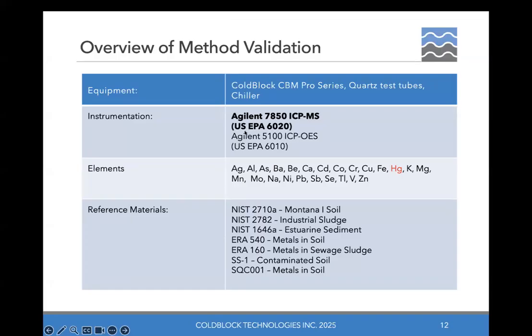Our validation was performed using the ColdBlock Pro Series CBM digester. Analysis was completed by both ICP-OES and ICP-MS, though all of the data that I'll present here today was from the ICP-MS. Key parameters were evaluated, including accuracy, repeatability, bias, agreement, and correlation to ensure that the method would meet stringent analytical criteria.